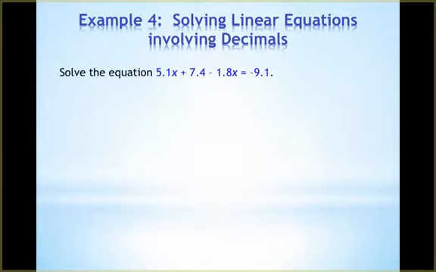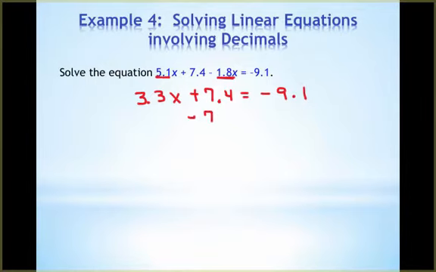In example 4, similar to what we did in the last problem, the first thing we're going to need to do is combine some like terms. So I have 5.1x minus 1.8x. So if I subtract that, I get 3.3x. Then I'll bring down my plus 7.4 since there's no like terms to combine to that, and equals negative 9.1.